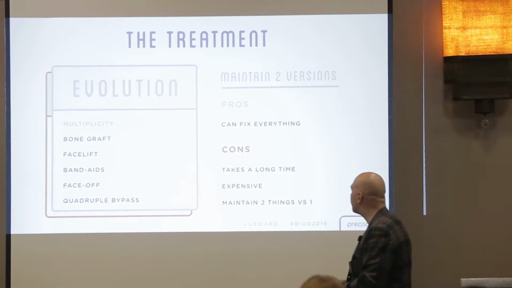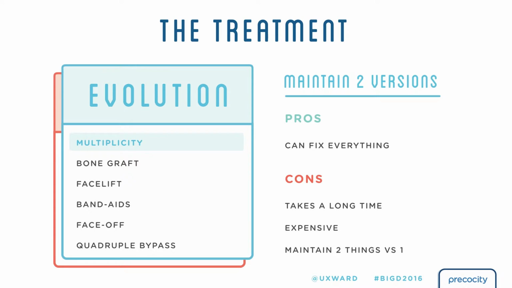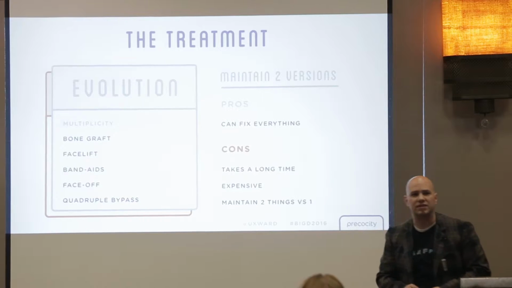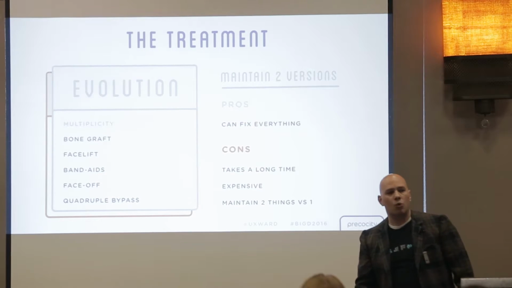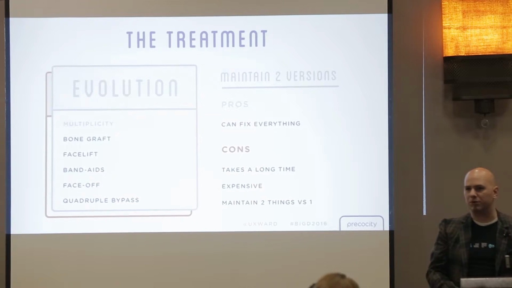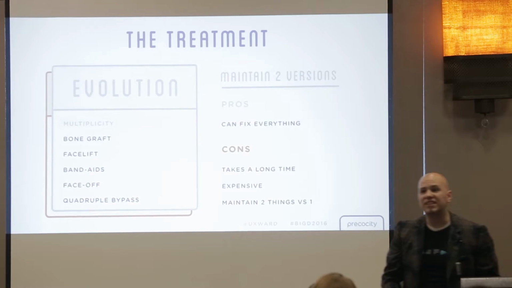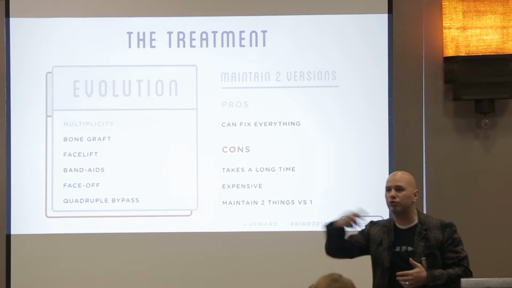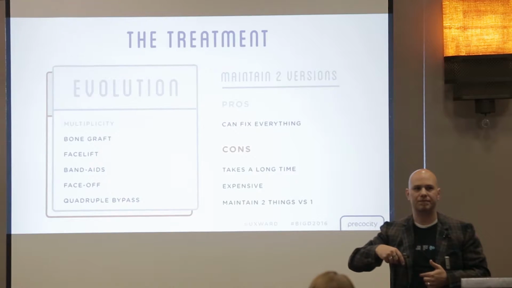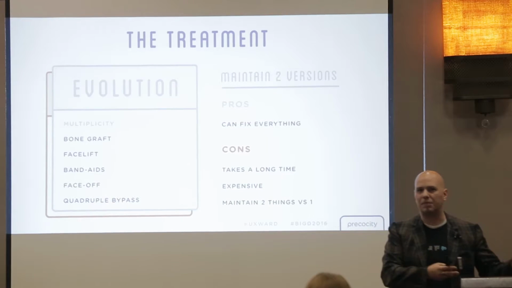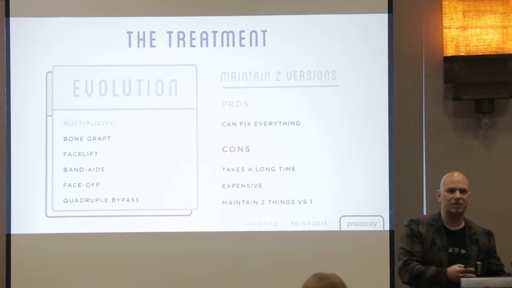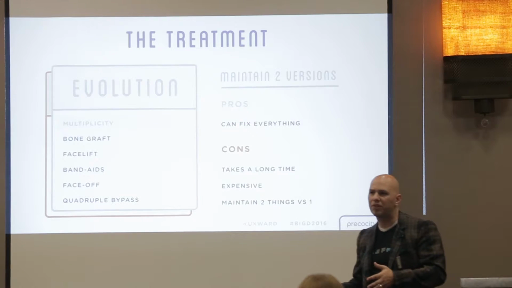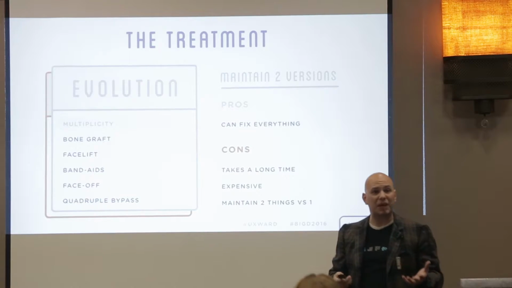So, multiplicity. So pros, you can fix everything. Cons, it takes a long time and it's expensive, and you have to maintain 2 things. Basically, you're cloning. We're going to keep the old version for the old people so we don't move their cheese. And we're going to stand up a brand new version. And people can migrate to it if they want, and new users will automatically get the new version. But in order to do this, you have to have a couple of teams, right? You have to have the old team to do the old maintenance, the new team to do the new thing, and it can be costly.